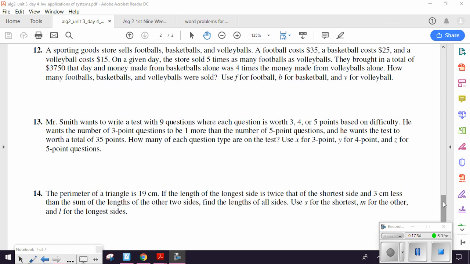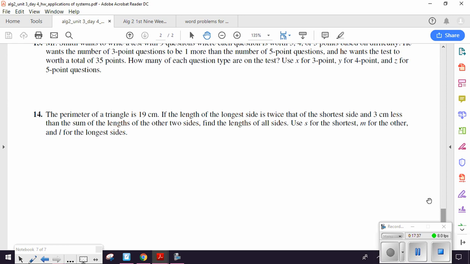Number 14. The perimeter of a triangle is 19 centimeters. The length of the longest side is twice that of the shortest side and 3 centimeters less than the sum of the lengths of the other two sides. Find the lengths of all sides. Use S for the shortest, M for the other, L for the longest.